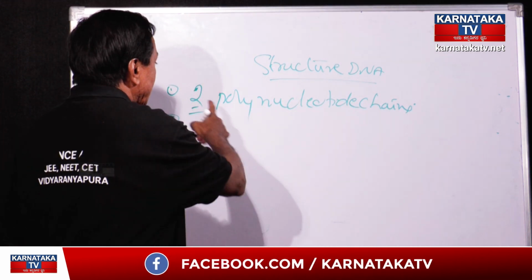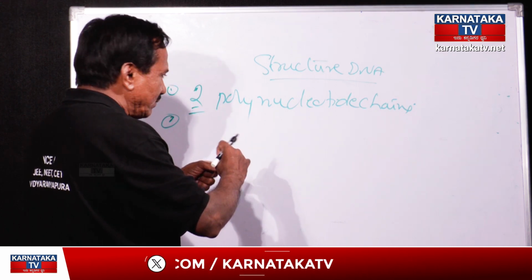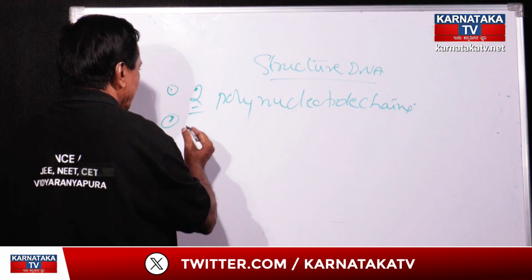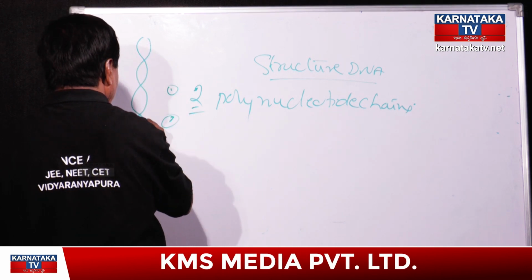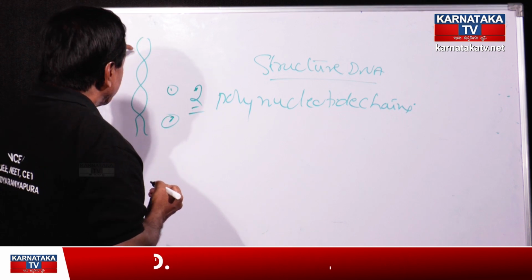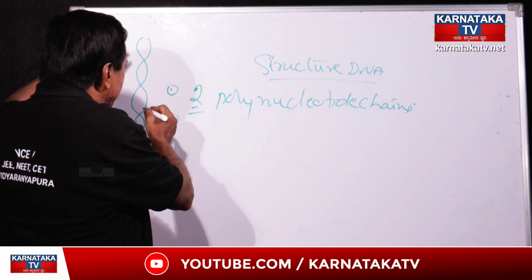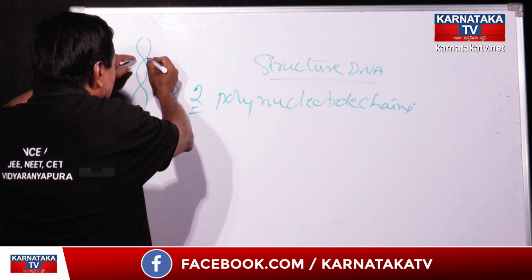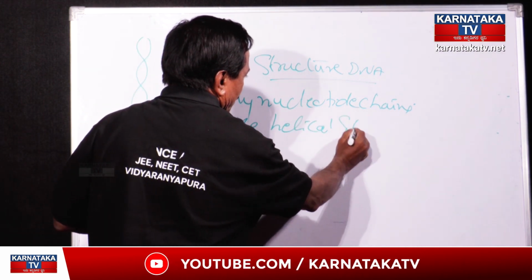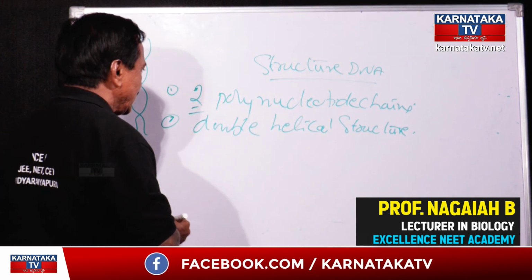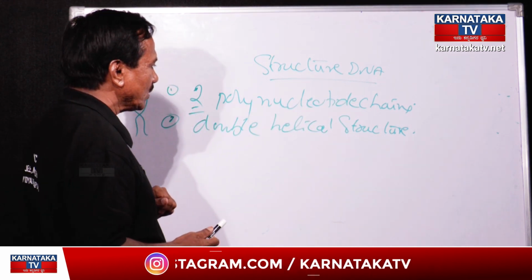Second point, these 2 polynucleotides are arranged in opposite manner and they are twisted with each other and they are forming the spring-like structure. Okay? For example, this is the rough structure of the DNA. In this DNA, there are 2 strands, you see, and each strand is a polynucleotide chain. So, in each molecule, there are 2 polynucleotide chains. Okay? And both strands are twisted with each other to form a double helical structure. Double helical structure. This is the second point you have to write.